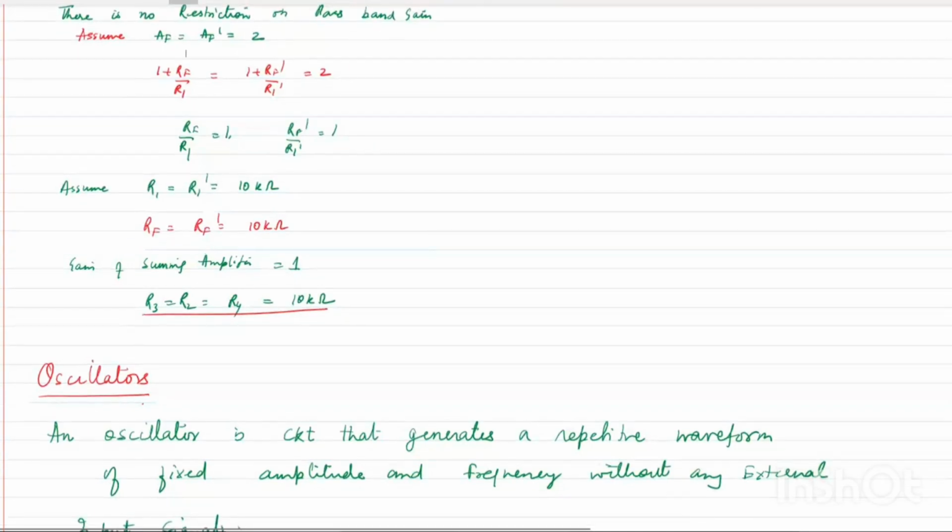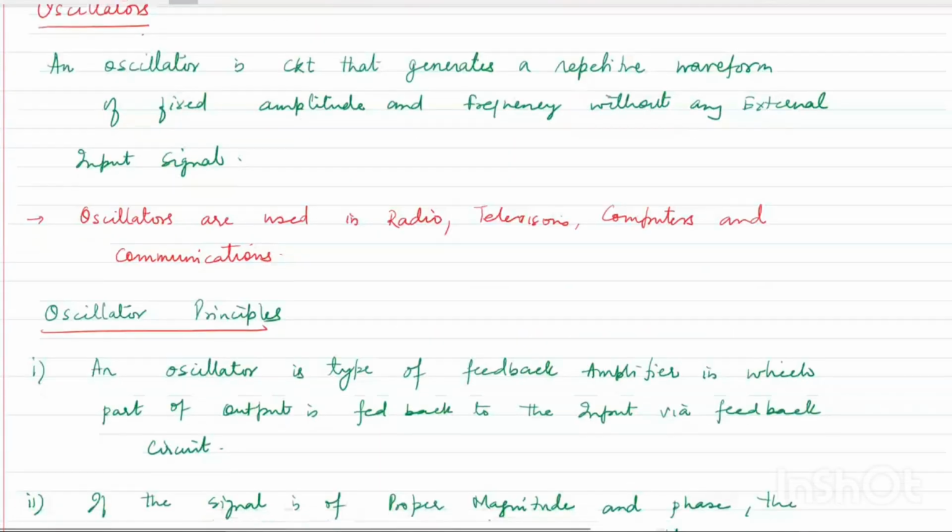So oscillators are circuits that generate a repetitive waveform of fixed amplitude and frequency without any external input signal.